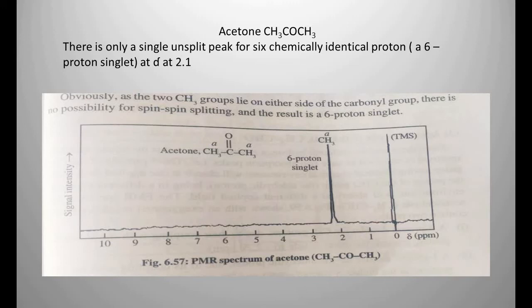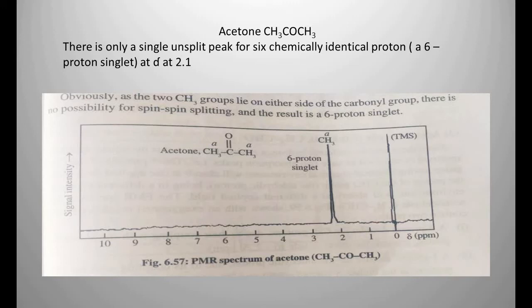So we can expect only one signal, and also there is no coupling because the intervening electron cloud can't transmit this splitting because of the carbonyl group. The carbonyl group prevents the spin-spin coupling, or the indirect coupling, between the CH3 groups through the intervening electronic cloud. It is not possible here. So we have only a singlet.